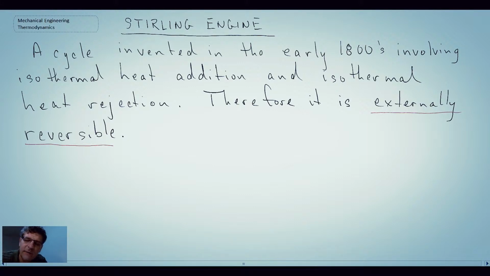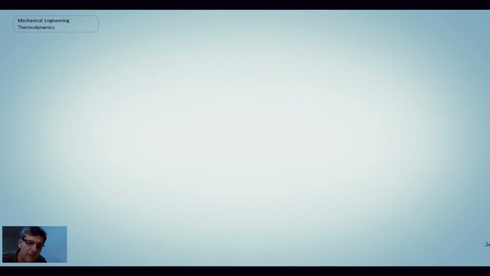So what we'll begin with, just like the other cycles that we looked at, is we'll start by looking at a PV diagram, then I'll draw out a bit of a schematic in terms of how the Stirling engine may be constructed. So let's start with the PV diagram.